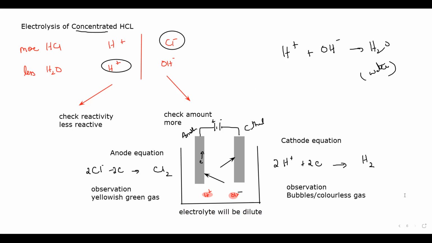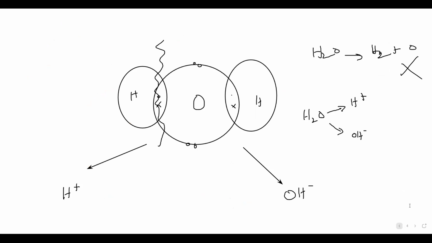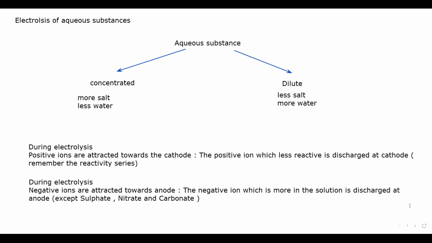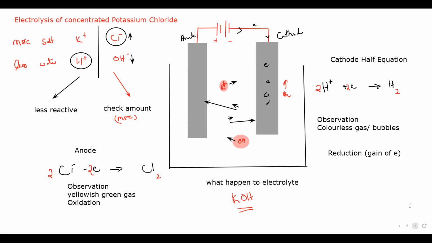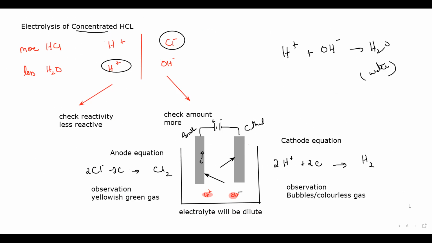Right now in this session, what we have discussed is electrolysis of concentrated solutions. We started with concentrated sodium chloride, which is also called brine. Then we discussed electrolysis of concentrated potassium chloride. And at the last, we discussed concentrated HCl. In the next session, we will discuss what happens when we do electrolysis of dilute solutions. Any question till this point?